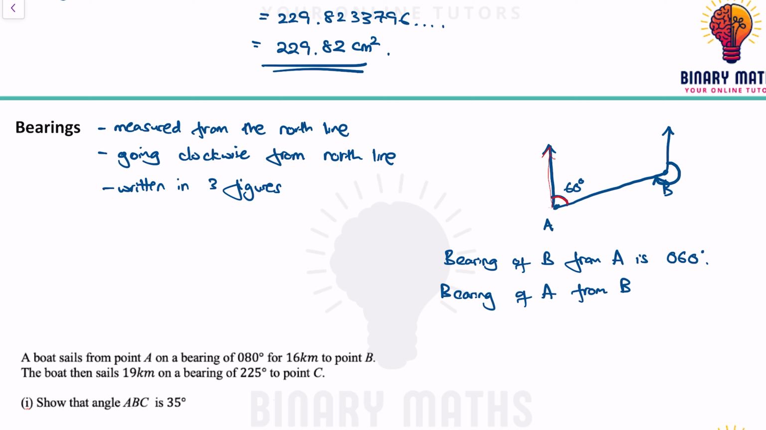So this is the angle I'm trying to find. Now, because this is 60 degrees, I know this, because it's a corresponding angle, that means, so supplementary angle, this must be 180 take away 60, which is 120 degrees. Angles around a point must be 360 degrees, so the other part must be 240 degrees. So the bearing of A from B is 240 degrees. Okay, so just remember 3 points. Measured from the north line, going clockwise, and written in 3 figures.